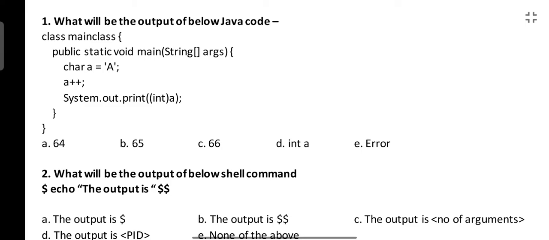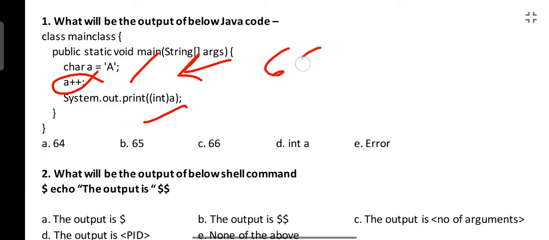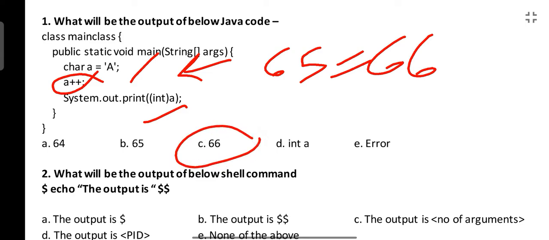So first question is from programming output. What will be the output of below Java code? Okay, let's see. Char a is equal to 'A', then a plus plus, and then we have to print the integer value of a. What does a consist? A has 'A' and we are incrementing the value. So here a will have the ASCII value of capital A. What is the ASCII value of capital A? It is 65, and then one increment will make it 66, and the output will be printed as 66. So the correct answer is option C, 66.